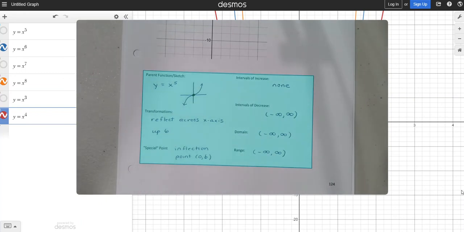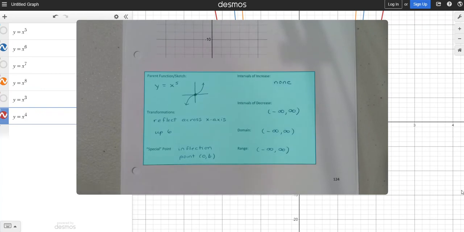All right, so that brings us to the end of 4.1, looking at our power functions. For the rest of this unit, we'll actually be basing things a lot on these power functions, but we'll start combining them, adding and subtracting them to create full polynomial functions.